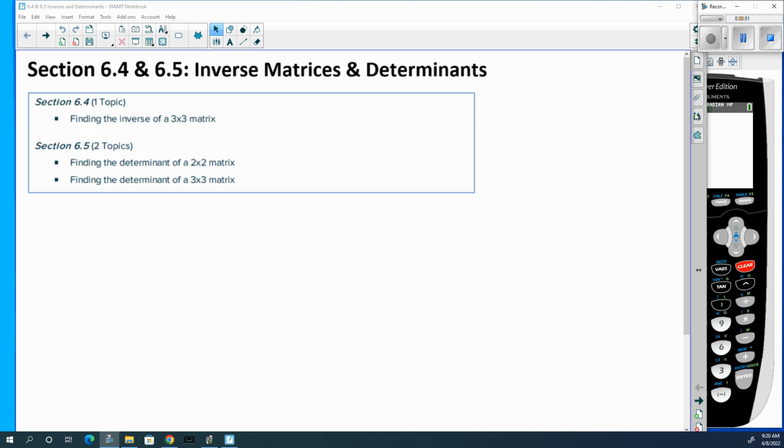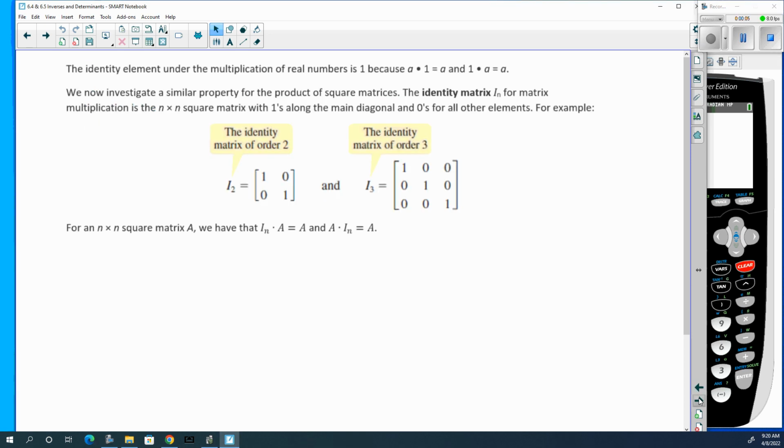We're going to find the inverse of matrices and the determinant of matrices. So we already mentioned before that you do the matrices by, the order is rows by columns. So this is 2 rows by 3 columns. This one's a 3 by 3 matrix.